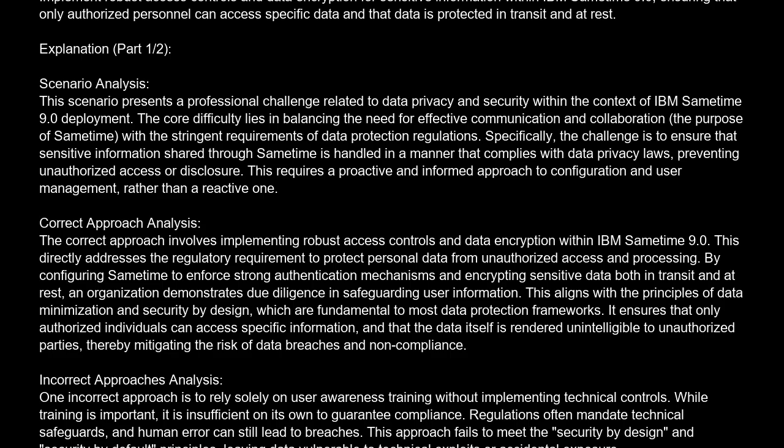Incorrect approach analysis. One incorrect approach is to rely solely on user awareness training without implementing technical controls. While training is important, it is insufficient on its own to guarantee compliance.